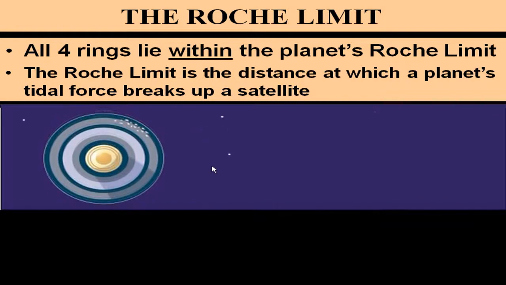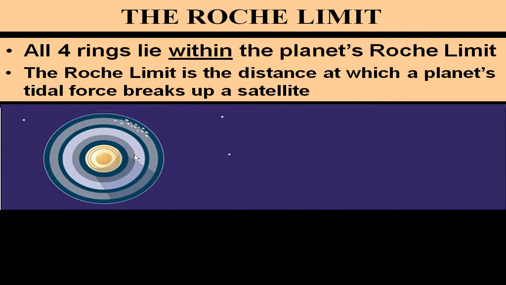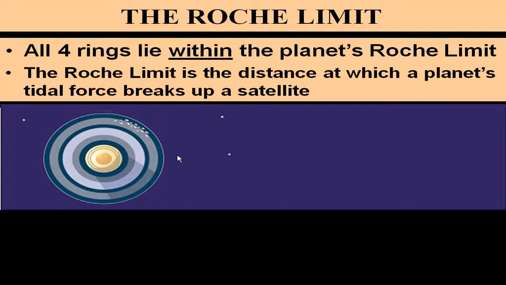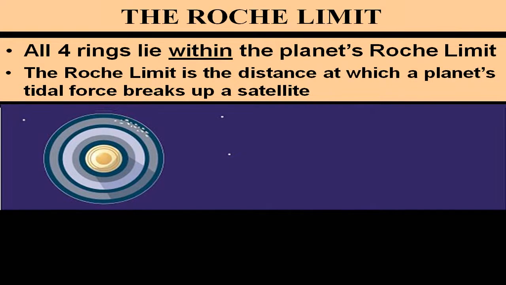And if the satellite were to fall within too close of a range, which is what we call the Roche limit, then it will disintegrate into smaller particles. And that's what we would see in the ring system then.